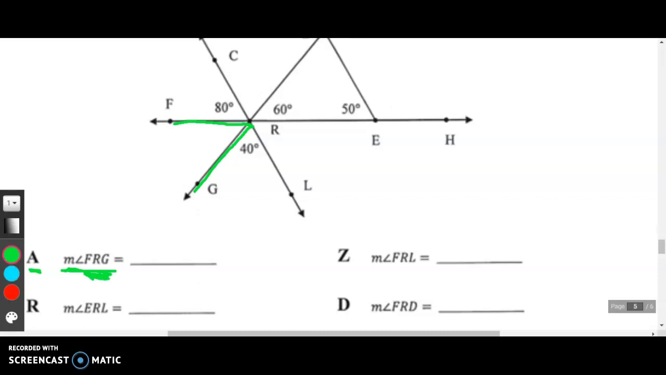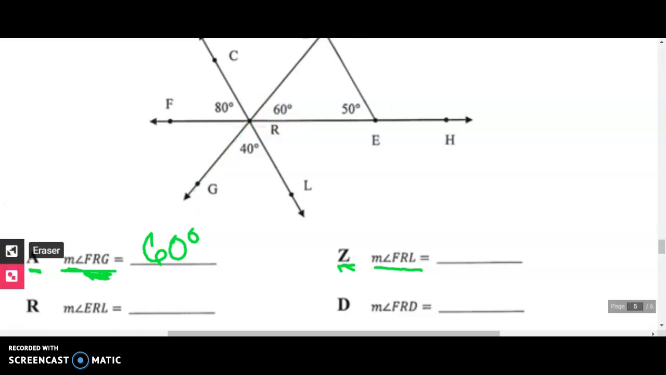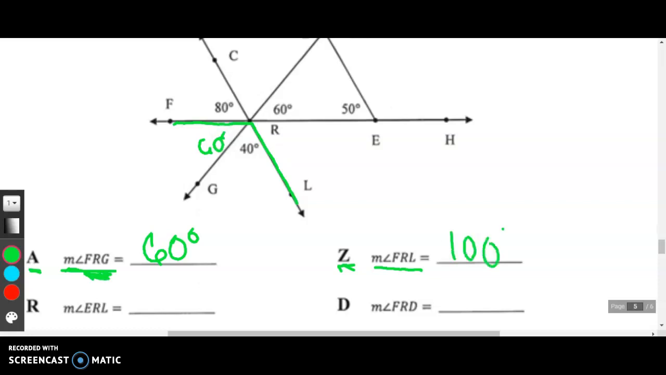Well, it's vertical. See, there are my two lines that cross, so it must be 60 degrees. All right, on to Z. The measure of FRL is F to R to L. Let me just write in that 60 degrees. And now if this is 60 and this is 40, that must be 100 degrees. Okay?